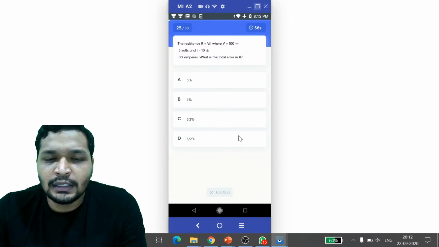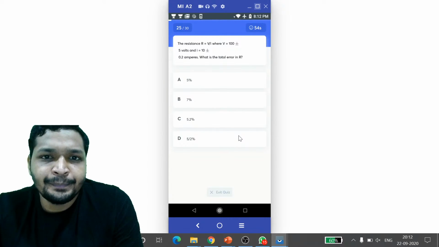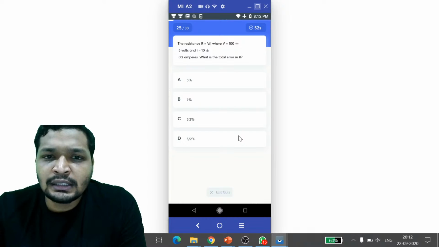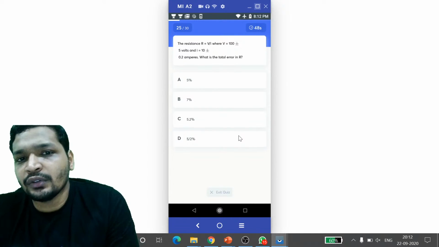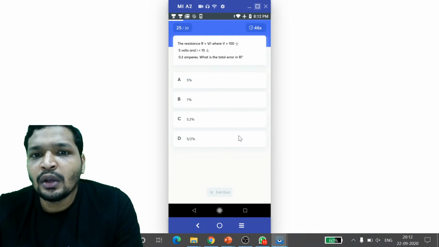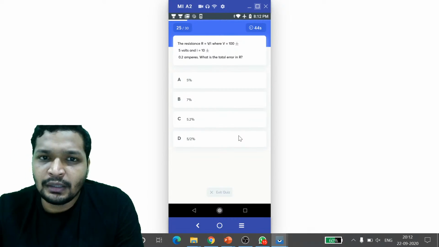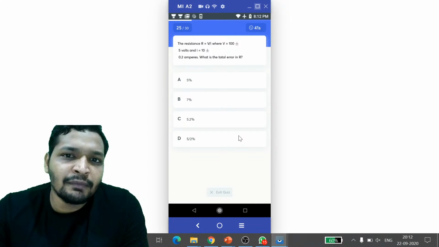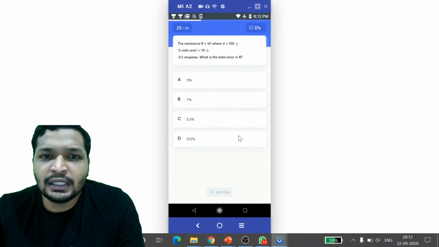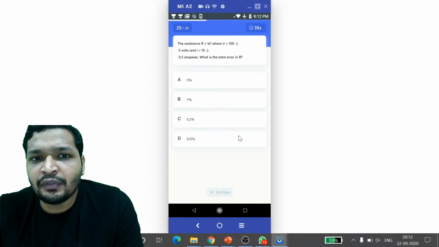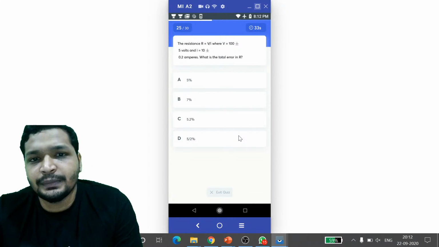Okay, this is quite easy, right? The resistance is V by I, where V is equal to 100 plus or minus 5 volts and I is equal to 10 plus or minus 2 amperes. What is the total error in R? Delta V by V plus delta I by I. But they are asking, yeah, it's all percentage errors. So you don't even have to think hard, just simply get the answer.